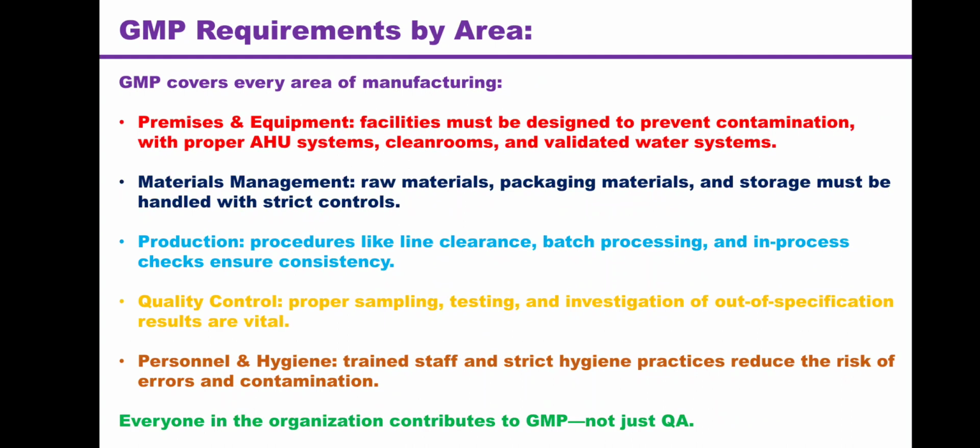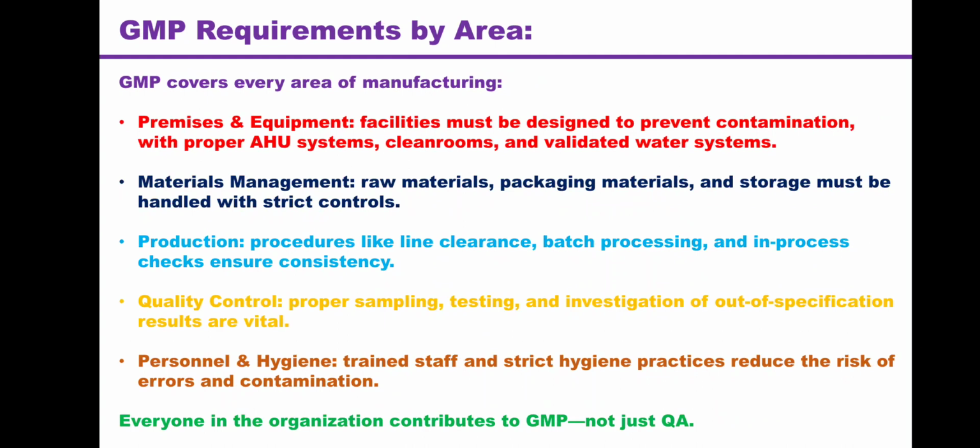Next one is materials management. Raw material, packaging material, and storage must be handled with strict controls. Suppose we are not maintaining strict control in material stores, we may lose the quality of the material. Material may degrade, and the product will be unstable during stability. So we should maintain the controlled conditions in material stores.